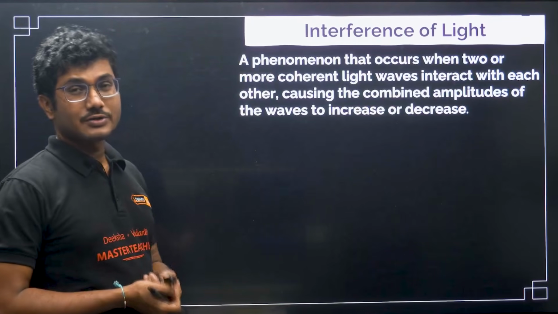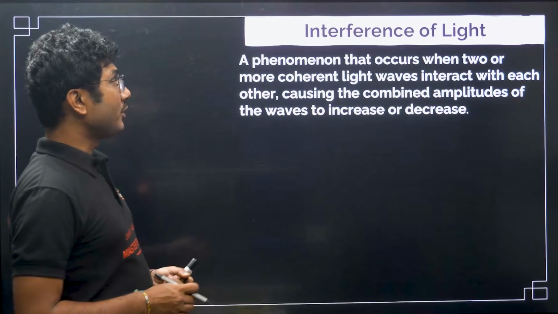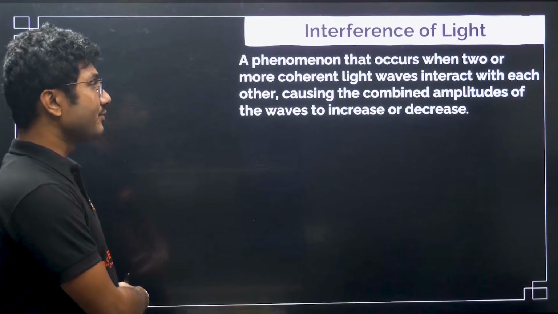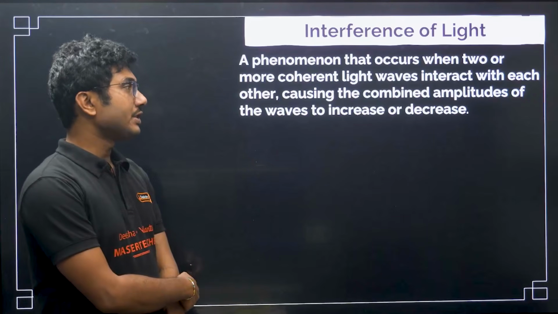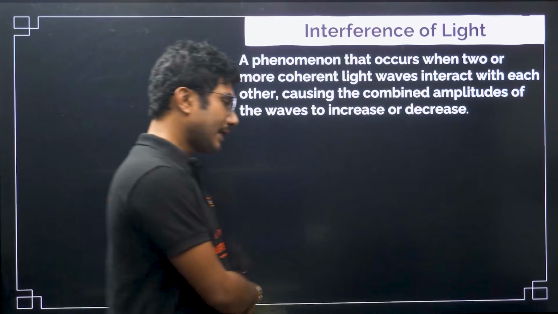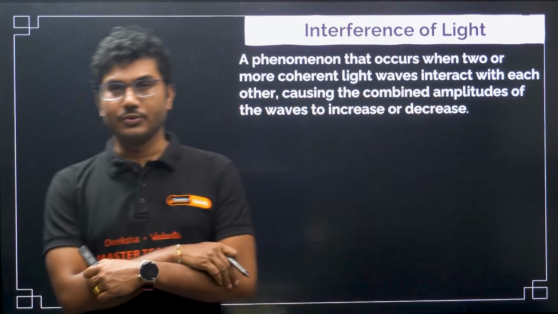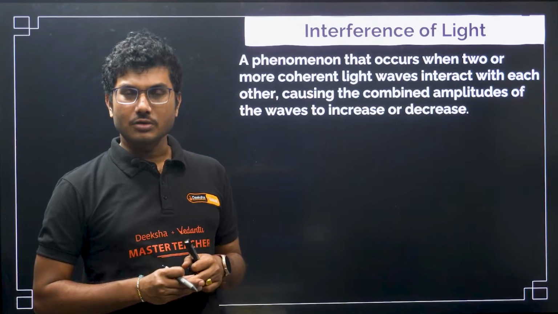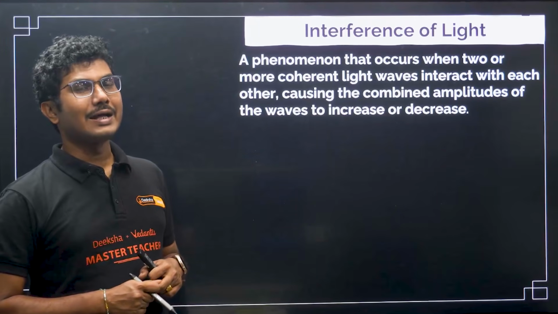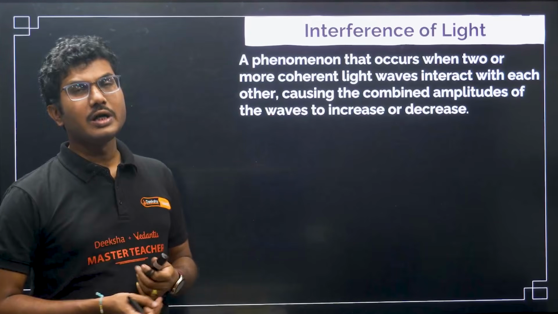Now interference of light, this is the first major point of this discussion today. It is a phenomenon that occurs when two or more coherent light waves interact with each other, causing the combined amplitudes of the waves to increase or decrease. So interference is the same thing as superposition, but when coherent light superimposes. If the lights are not coherent, the superposition principle is still valid, but if the lights are coherent, then what you will observe is called interference of light.